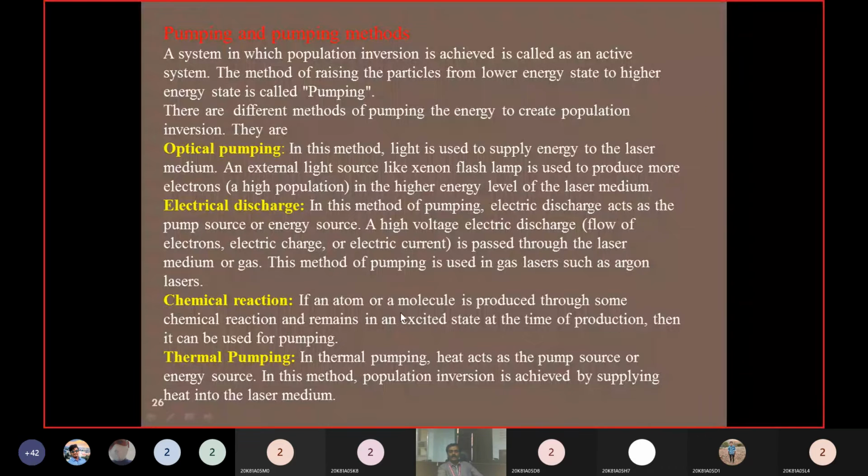Next, chemical reaction. In this, an atom or molecule is produced through some chemical reaction and remains in an excited state at the time of population inversion. Because of the chemical reaction, those atoms go to the excited state, and then we get the population inversion. This pumping mechanism we call chemical reaction. The next one is thermal pumping. We supply thermal energy or heat energy to get the population inversion. That is thermal pumping.